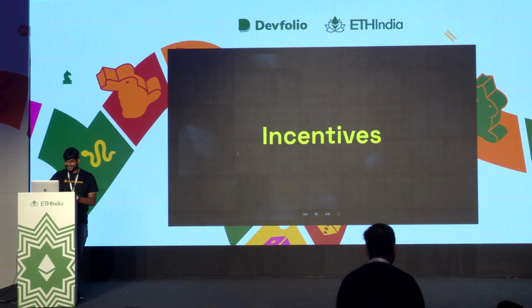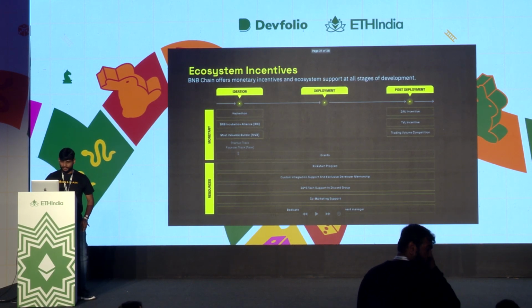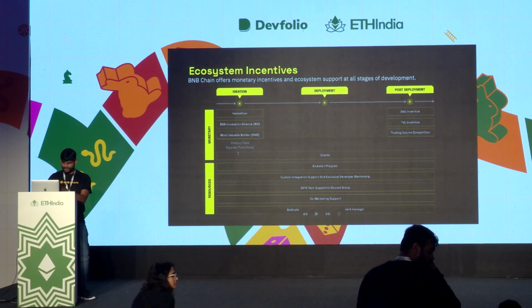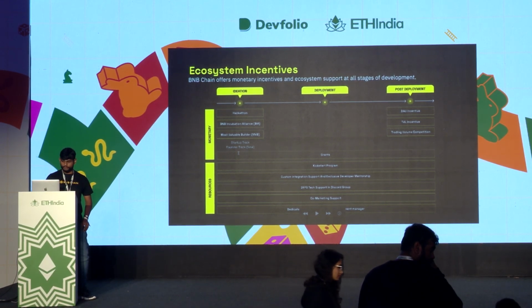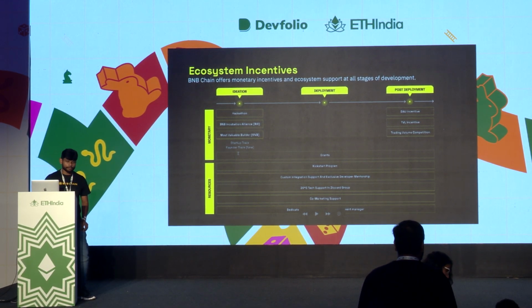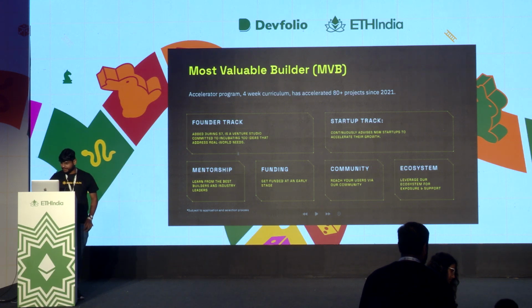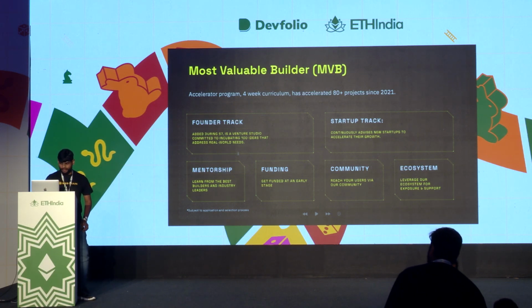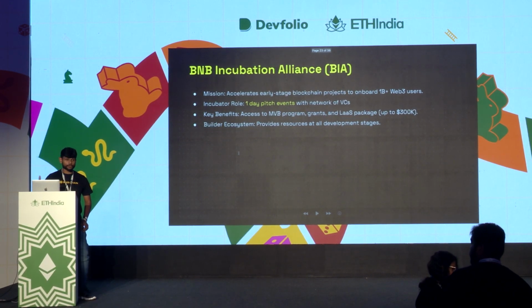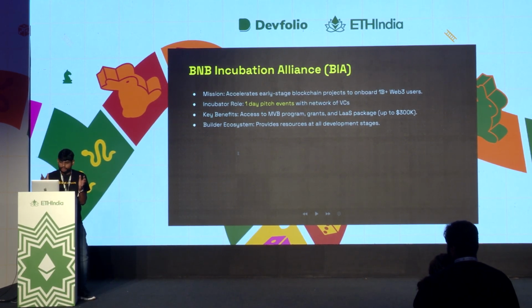I'll quickly go over the incentives or the price structures we have. So in case of incentives, we have 3 different programs. We have BNB Incubation Alliance and Most Valuable Builder program. I'll go over them very quickly. MVB program, it's an accelerator program, 4-week curriculum. Alliance is essentially a set of one-day pitch events with a network of VCs that will really help you getting access to the MVB program, grants and launch as a service package.